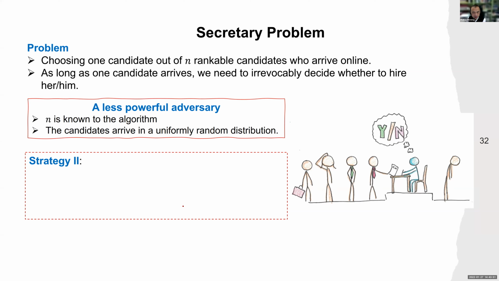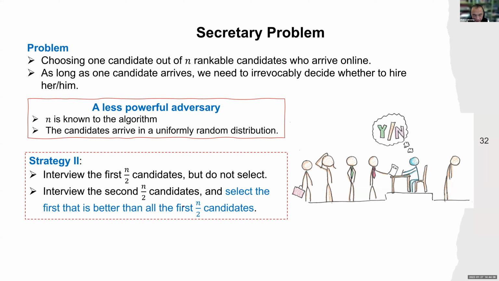How about the next one? Strategy 2. I interview the first half of the candidates. I do not select any one of them. Then, for the next half, I select the first one which is better than all of the first n over 2 candidates. So you see, with 4 people, I check the first 2, but I do not give them an offer. And then I check the last 2. I give the offer to the first one which is better than both of them.